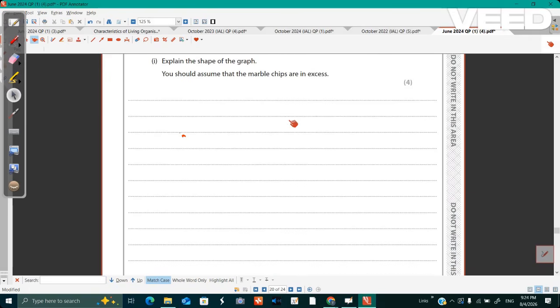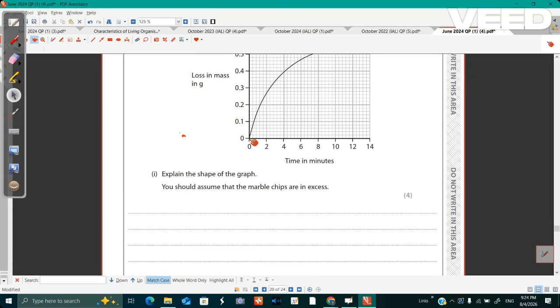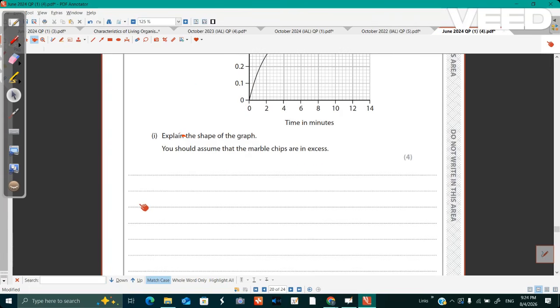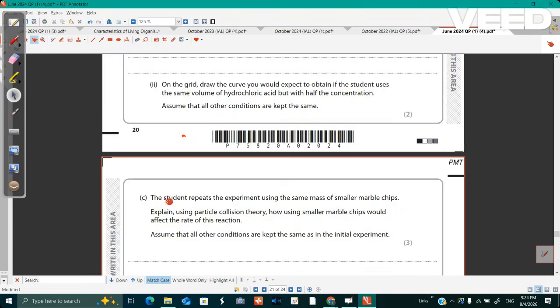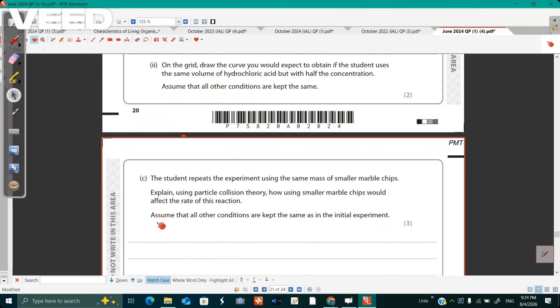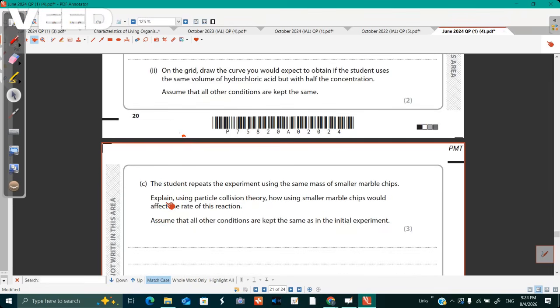So you can break into 4 points, right? Initial rate, final rate, in the middle, what is limited and what is in excess. On the grid, draw the curve you would expect to obtain if the student uses the same volume of hydrochloric acid but half the concentration. Same volume, half the concentration.